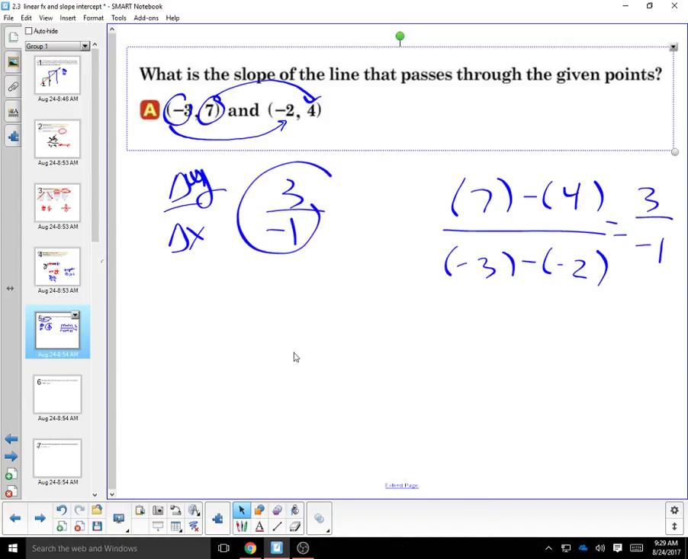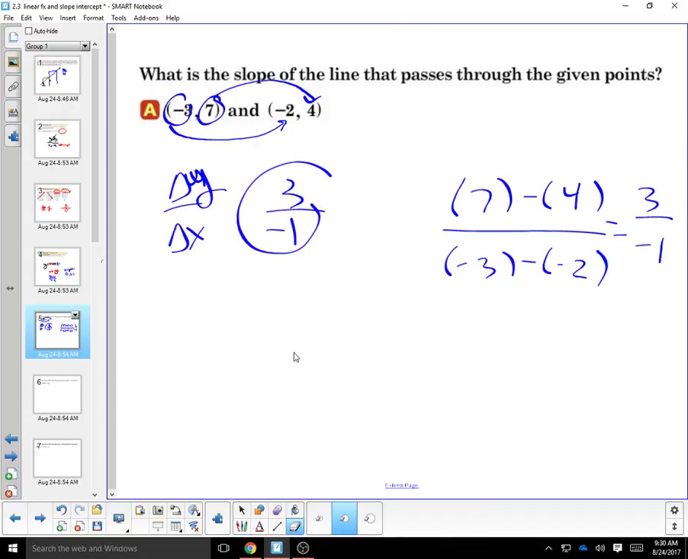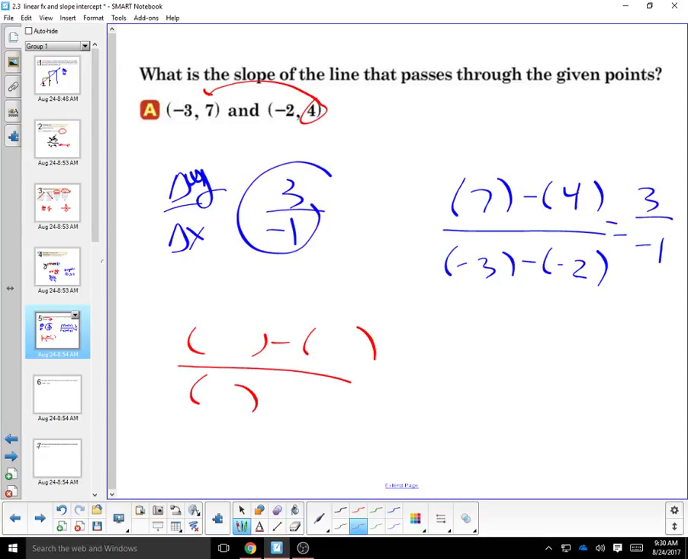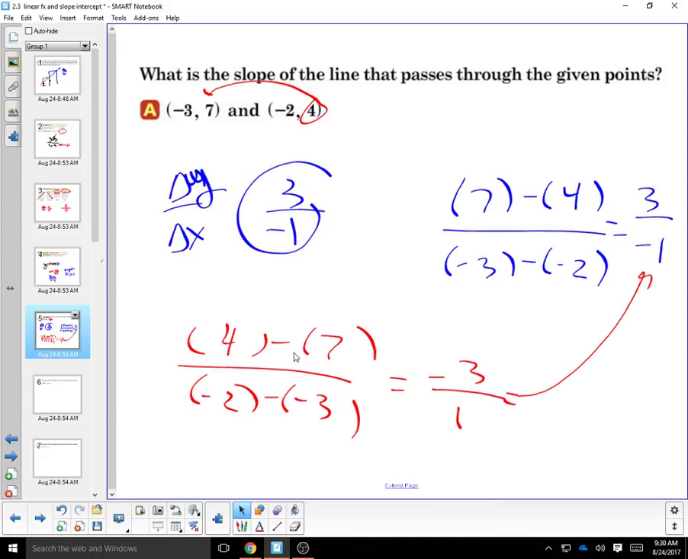Now, I always get that one person that says, Mr. Munoz, you went the wrong way. Did I? Okay, let's take a look here. Parentheses minus parentheses over parentheses minus parentheses. I've got 4 minus 7, -2, minus 3. 4 minus 7, that is a -3. -2 minus 3 is... -2 plus 3 is a 1. Same slope. Is it? Yeah, it's still -3 and it's -3.